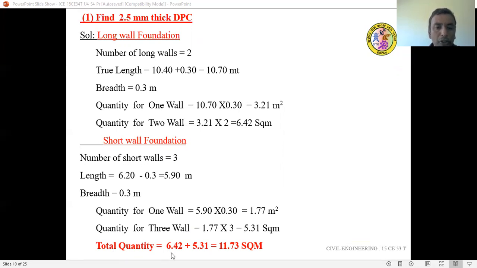Total quantity is equal to the long wall quantity, 6.42 here, plus 5.31, the short wall quantity. Adding these two values, you will get 11.73 square meter as the total quantity of DPC.